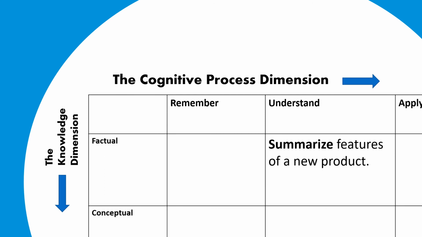Let's take a look at a specific example. Summarize features of a new product. This learning objective will fall under the lower cognitive process of understanding and under the factual type of knowledge, as the learner will need to know the concrete facts about the product, in our case, specific features of a product.